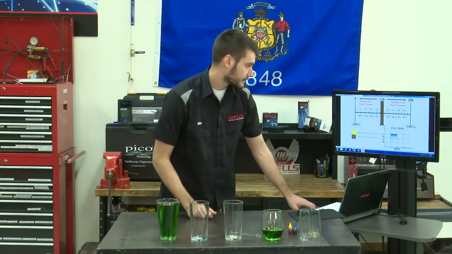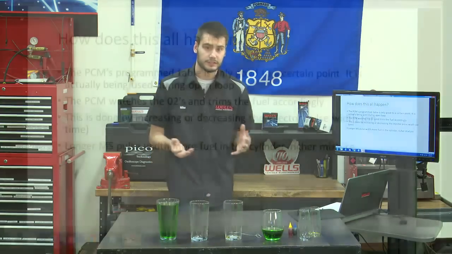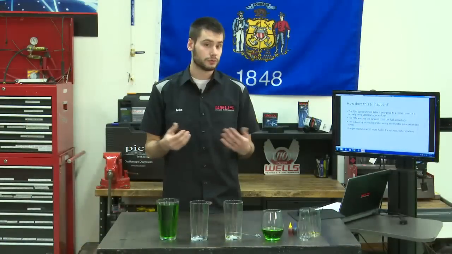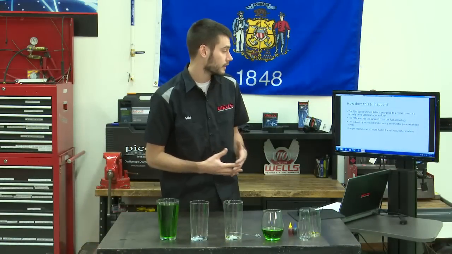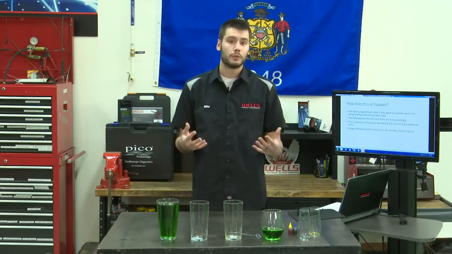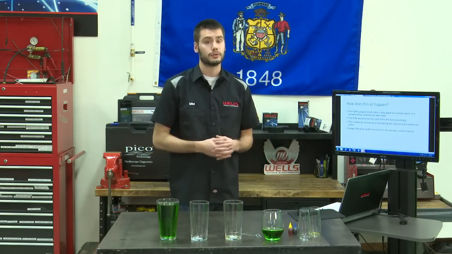All right, we're back to this page. We can skip over this. So, we're almost done, guys. I know it's a lot of talking today. How does this all happen? How does the computer make all this happen? Well, in closed loop, it watches those O2 sensors, looks for changes. O2 sensors are constantly going to be moving, and it watches them and increases or decreases the fuel trims, which increase or decrease the injector pulse width, or the on time of the fuel injector.